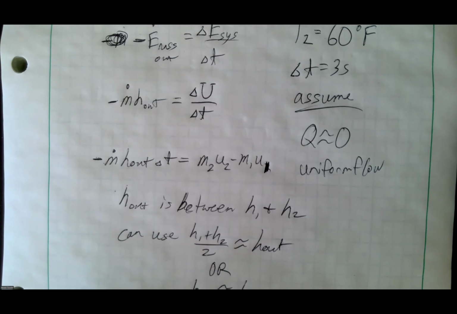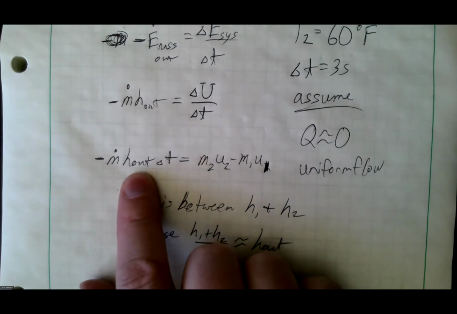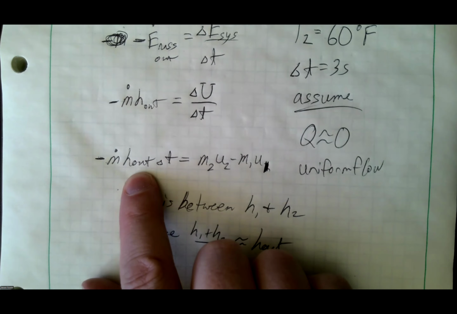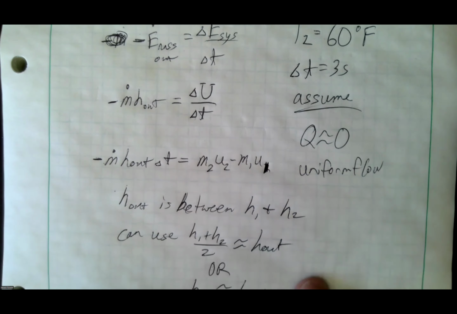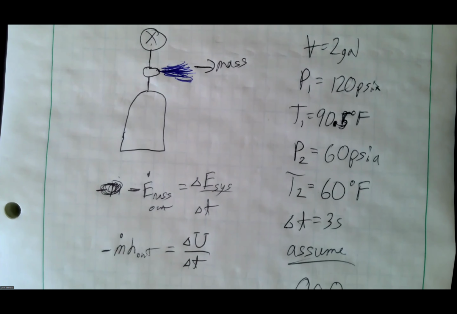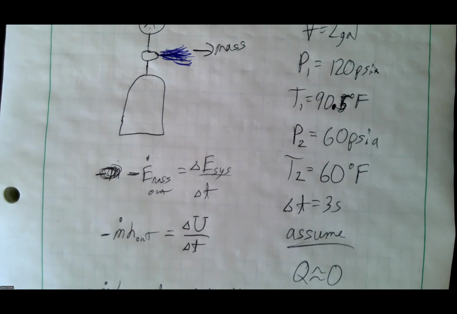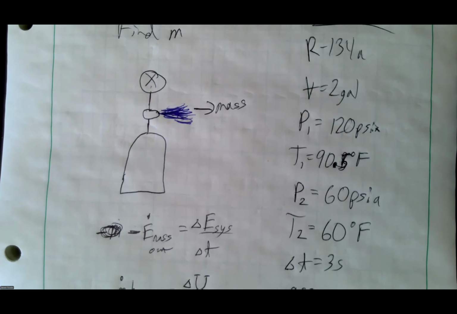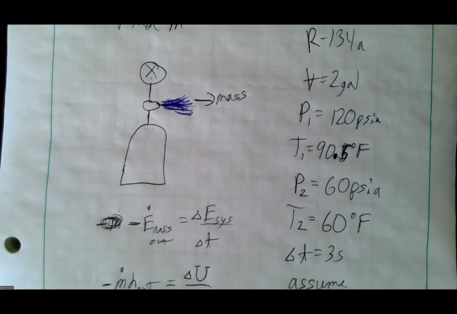Okay. So we can find U1, U2. We can find an approximation for H out. What about the masses? Do I know the masses? I don't know the masses. How do we find the masses? I'm pausing here. Hopefully you're coming up with an answer. If you don't know it yet, pause, come up with an answer. How do I find the mass at state 1 and the mass at state 2?